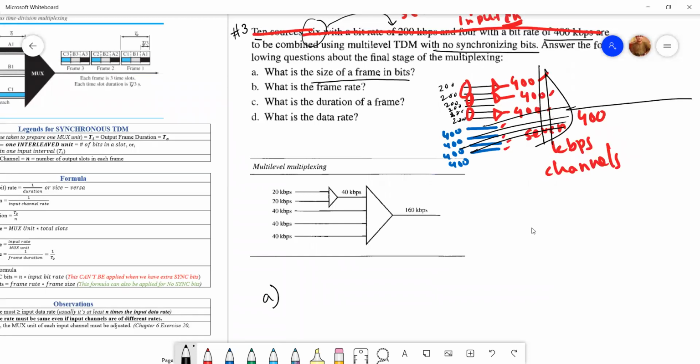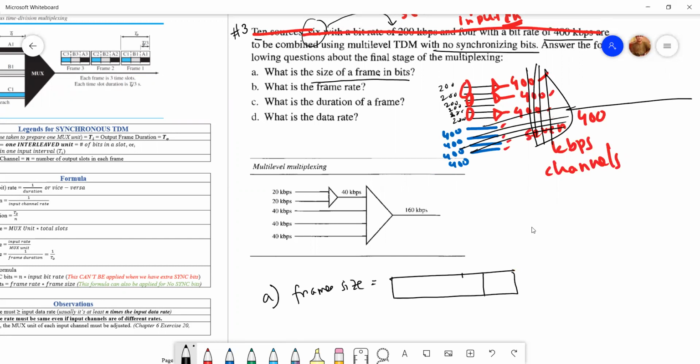Let's say now we're going to multiplex one unit at a time. So the output frame size will be 7. There will be 7 channels, so there will be 7 slots.